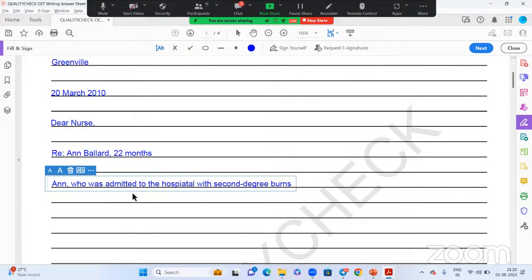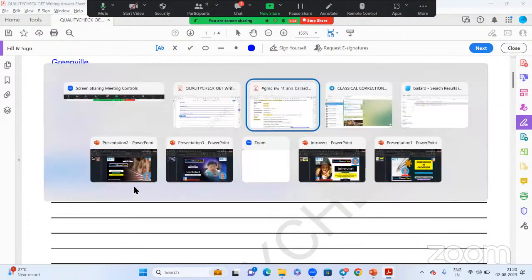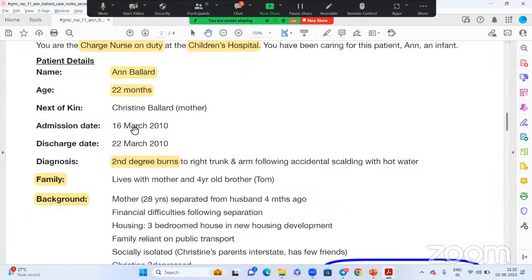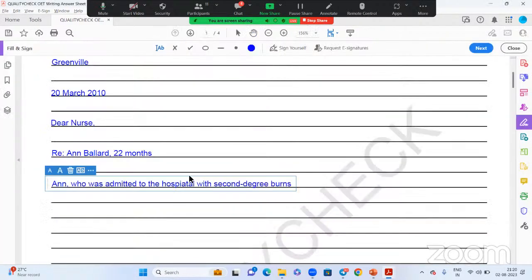Now, and who was admitted to the hospital. Now, when was she admitted to the hospital? She was admitted on 16th March 2010. So you can put it there. And who was admitted to the hospital on 16th March.